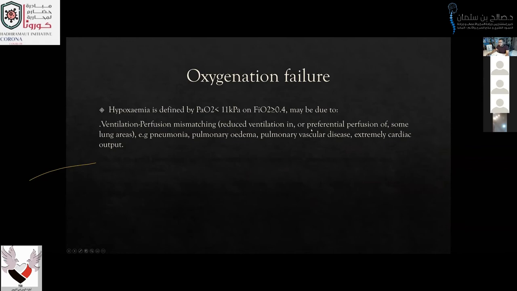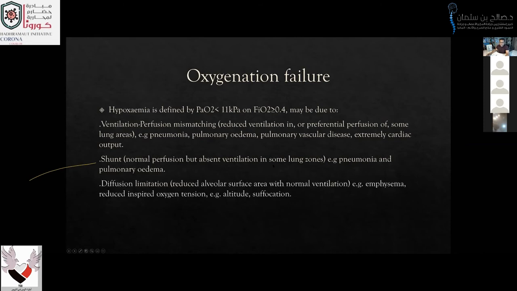Reduced ventilation or preferential perfusion of some lung areas: pneumonia, pulmonary edema, pulmonary vasculature, extremely high cardiac output. Shunt: normal perfusion but absent ventilation in some lung zones, such as pneumonia and pulmonary edema. Diffusion limitation: reduced alveolar surface area with normal ventilation, like emphysema, reduced inspired oxygen tension, altitude and suffocation. Acute ventilation insufficiency.